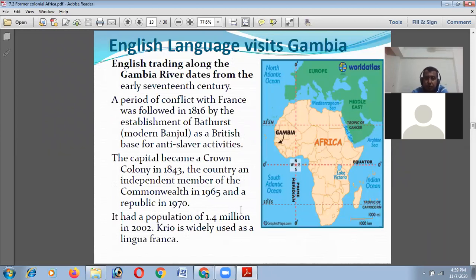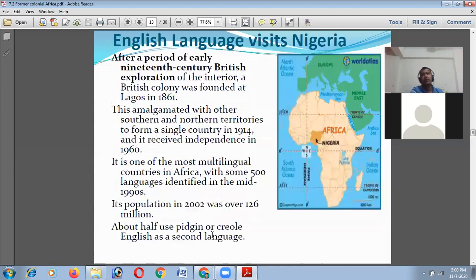Next, let us move on to Gambia. English trading along the Gambia River dated from the early 17th century. A period of conflicts with France was followed in 1816 by the establishment of Bathurst, modern Banjul, as a British base of anti-slavery activities. The capital became a Crown Colony in 1843. The country became an independent member of the Commonwealth in 1965 and a republic in 1970. It had a population of about 1.4 million in 2002. Krio is widely used as a lingua franca in Gambia.